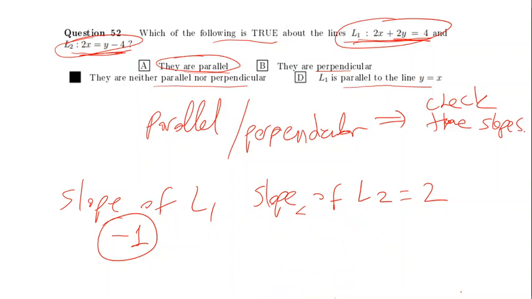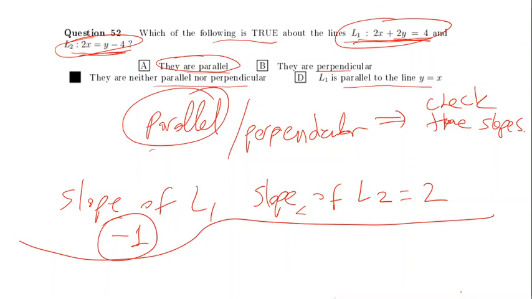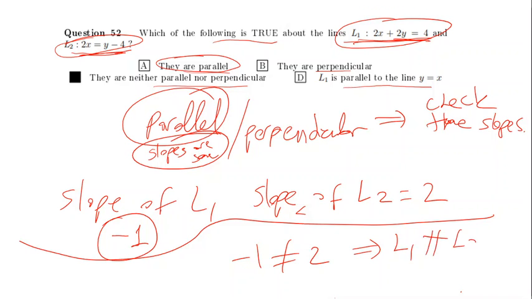Now, what we know about the parallel lines, if they're parallel, the slopes are same. So obviously they're not same. So slopes are not same, so L1 is not parallel to L2. So they're not parallel. So are they perpendicular?